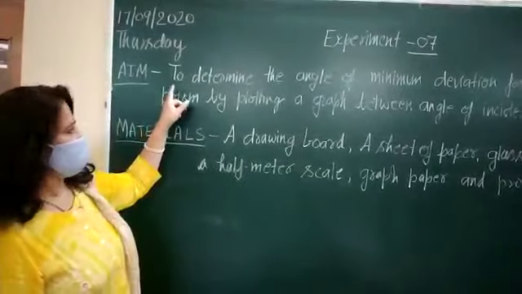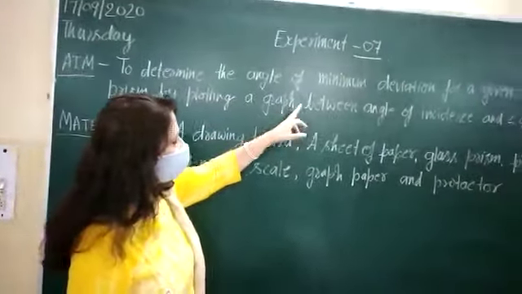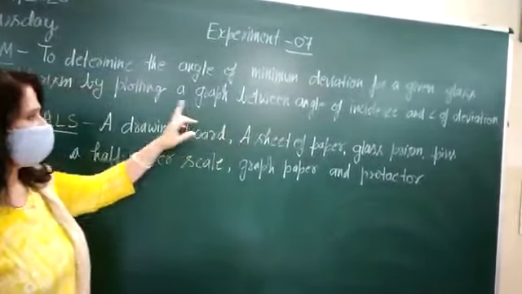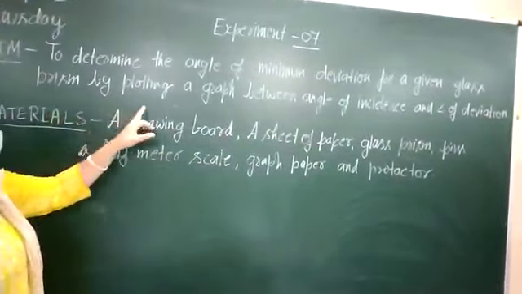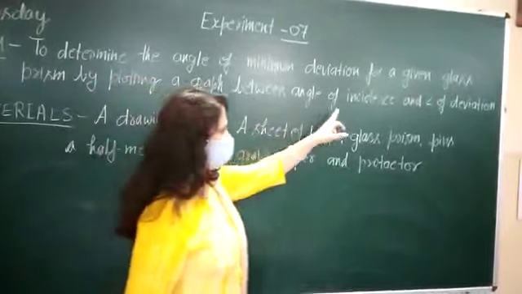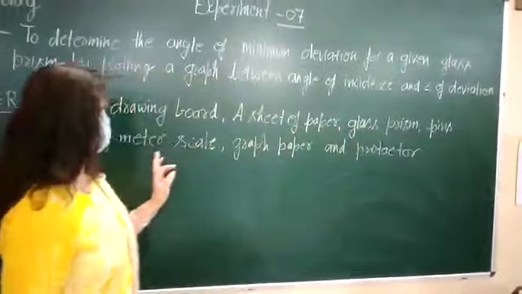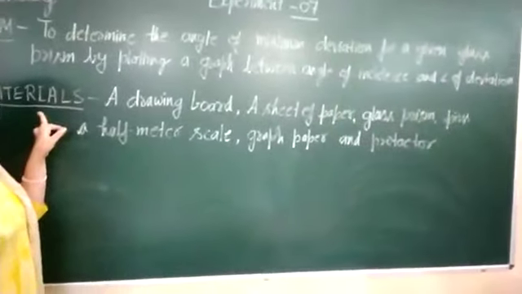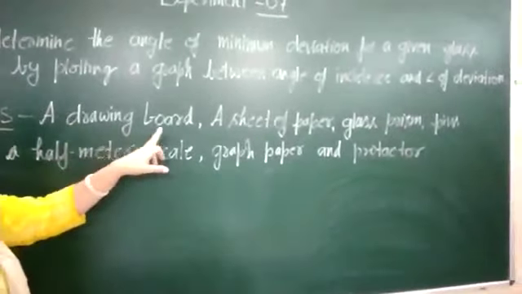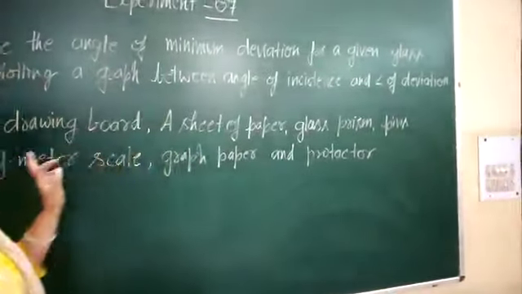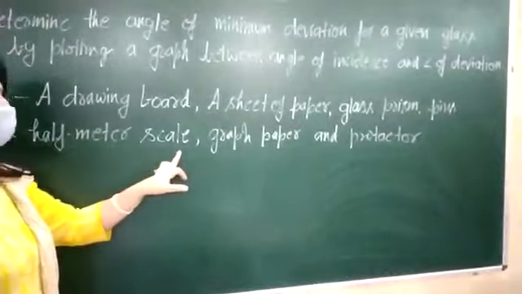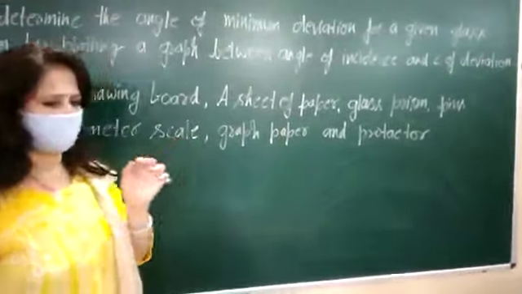Today we are going to do the experiment of determination of angle of minimum deviation for a given glass prism by plotting a graph between angle of incidence and angle of deviation. Materials required are a drawing board, a sheet of paper, glass prism, pins, half meter scale, graph paper and protractor.